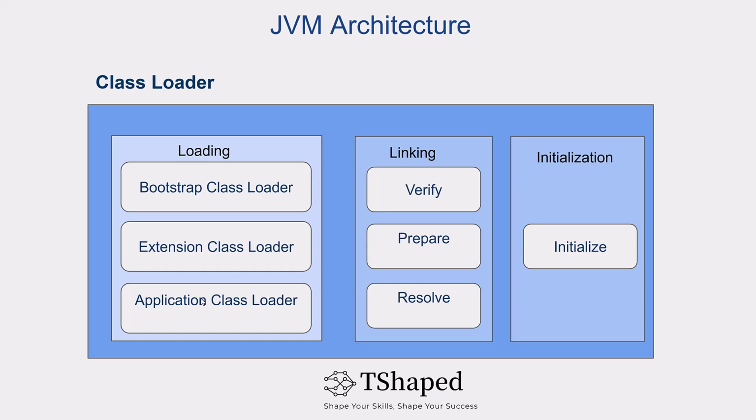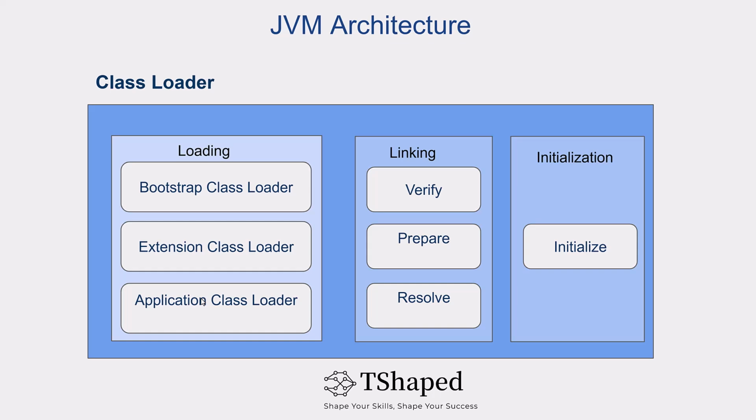When it comes to loading, the binary bytecodes, whatever bytecodes we have of the class, will be loaded into the JVM's ecosystem. During the linking stage, the dependencies of the classes are resolved. All the verification, preparation and resolution will come into picture here. And finally, in the initialization stage, the static components of the class, static variables, will be allocated memory on the heap area. And if there is any static initialization block, that will be executed.